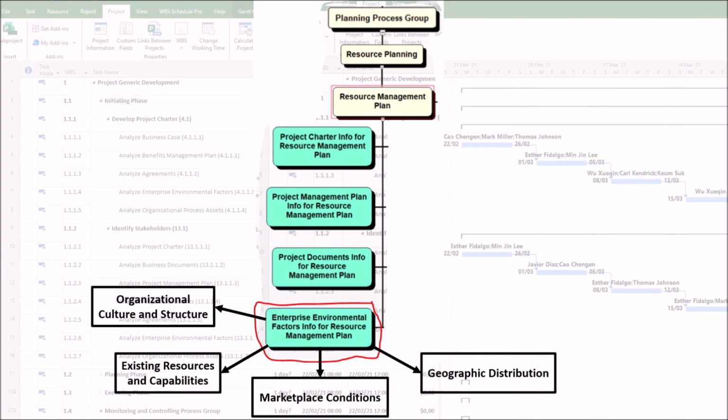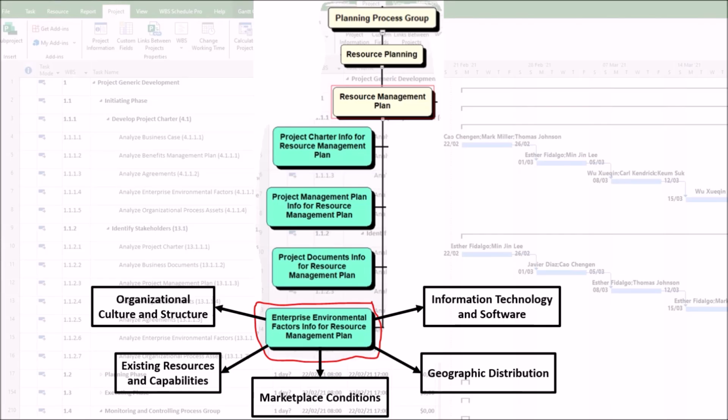4. Geographic distribution. First, where are your team members and facilities located? Are they co-located, distributed across a country, or spread around the world? This directly shapes your plan for communication, such as tools and time zones, and your team development approach, such as how you will build a cohesive virtual team.